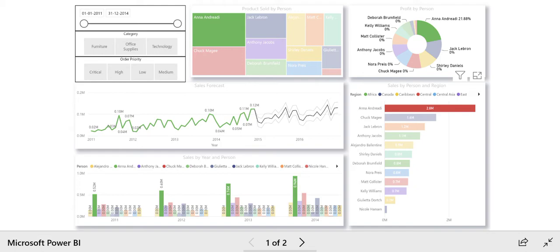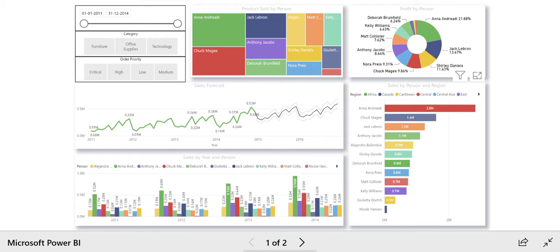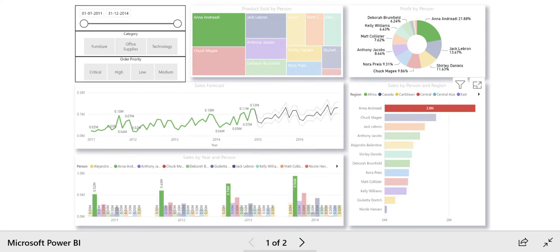In the case of products sold, that's in the tree graph, it's the same for Anna and Chuck. But in the case of the total amount of sales, the difference between product and sales is that product is the number of products sold, and sales by person is the amount. So as we can guess from this, even though they sell a similar number of items, the value for Anna is very high. Similarly, the profit for Anna is very high. It is 21% of the whole profit of the company, as compared to Chuck Maggie, who is at 9.86.